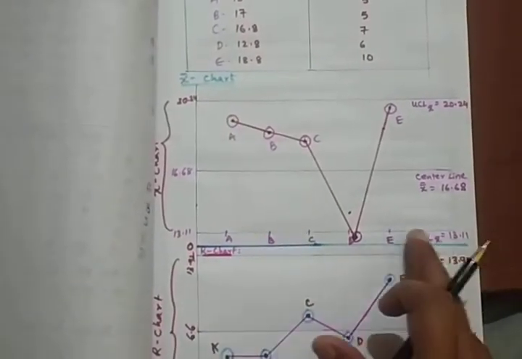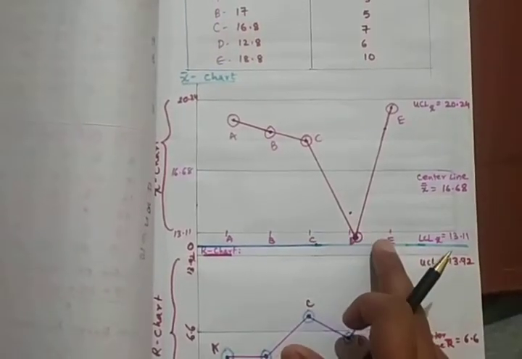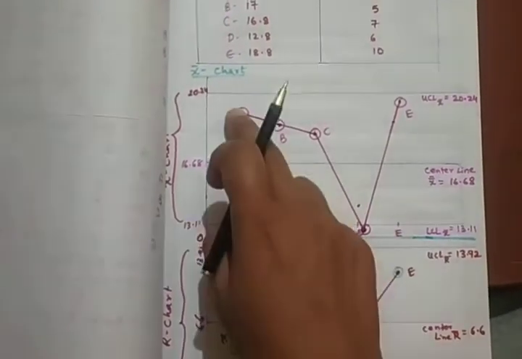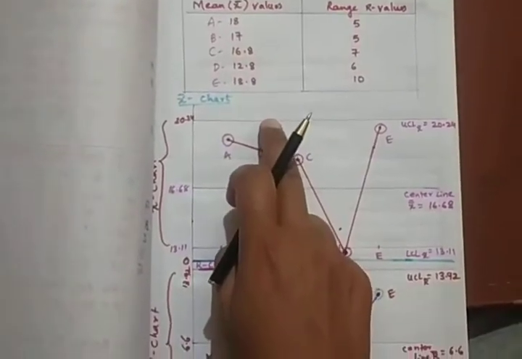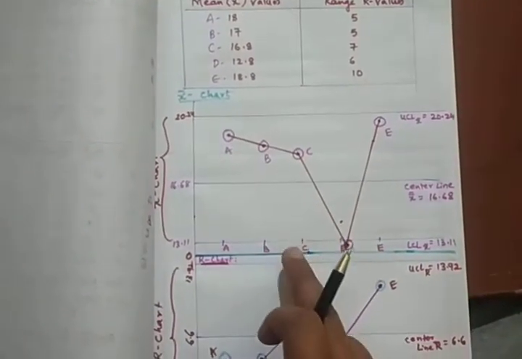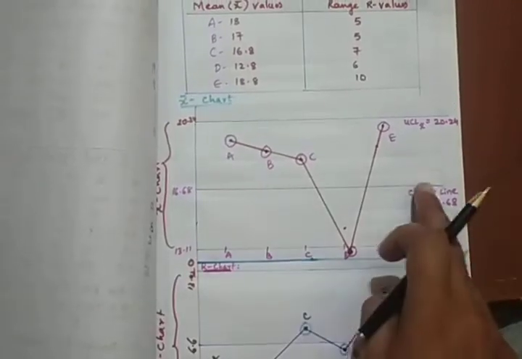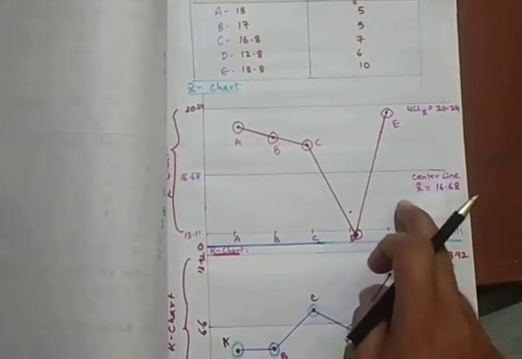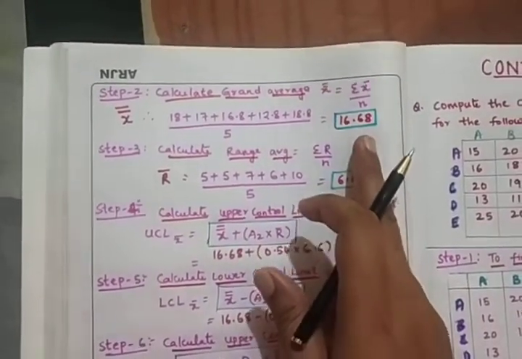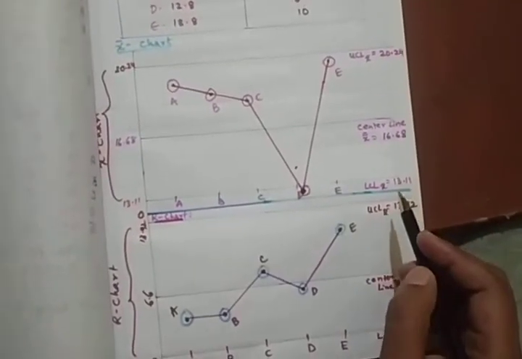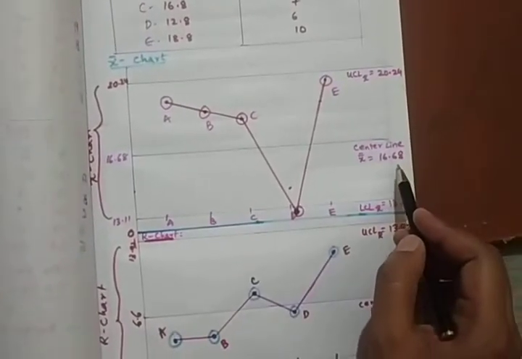Upon the X axis you have 5 samples, A, B, C, D, E, whereas upon the Y axis you have LCL, center line and UCL. UCL stands for upper control limit, LCL stands for lower control limit, and center line is nothing but X double bar, the grand average we have calculated. What is the grand average we have calculated here? Grand average X double bar is 16.68, so here the center line will be 16.68.